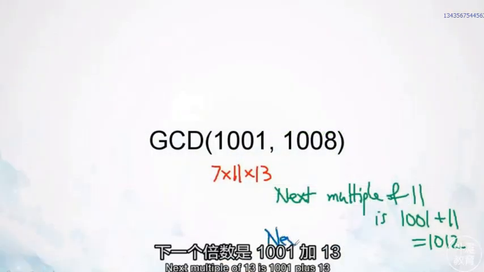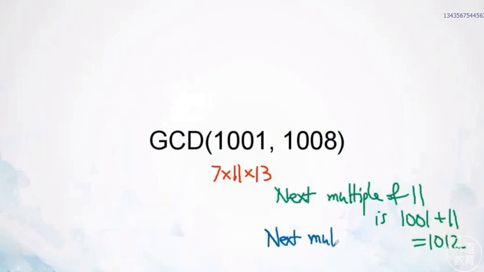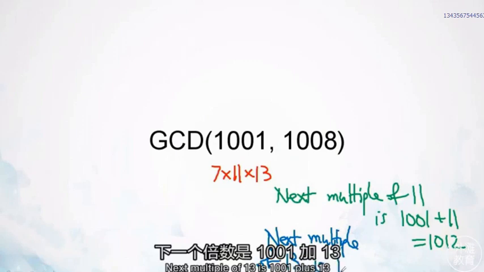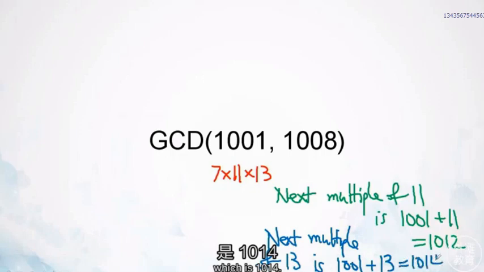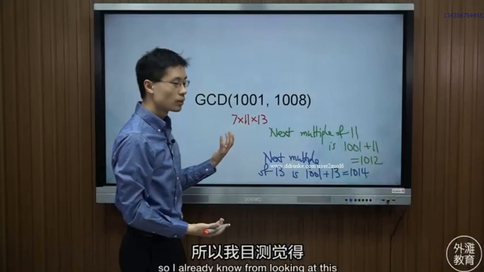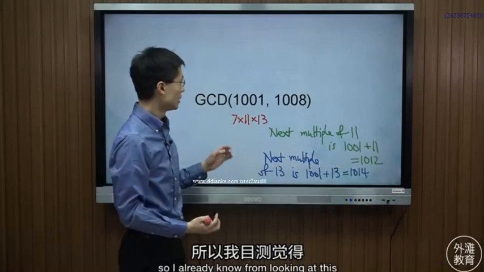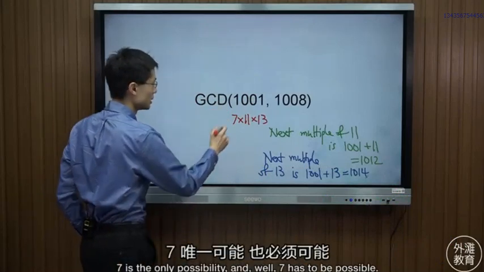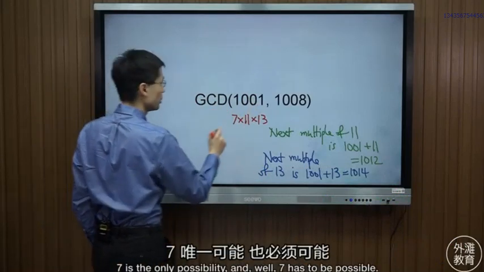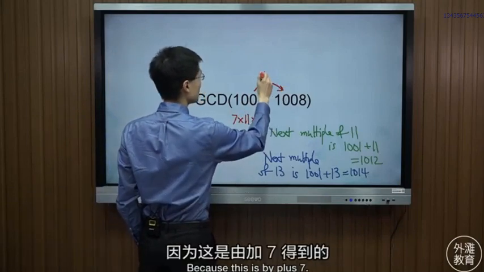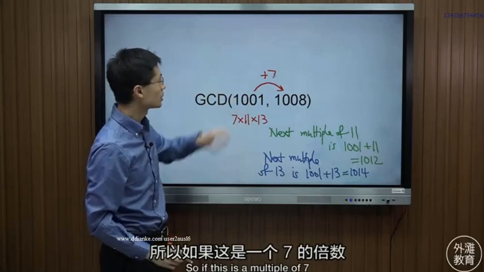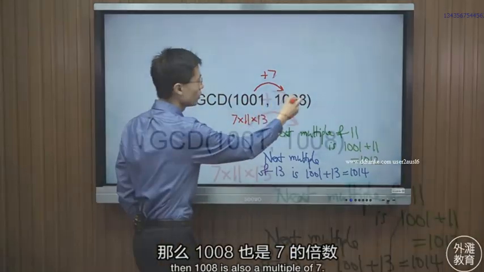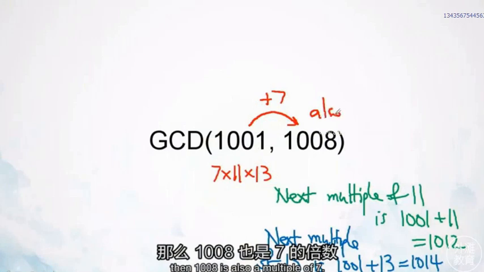Next multiple of 13 is 1001 plus 13, which is 1014, even farther. So I already know from looking at this that 7 is the only possibility. 7 is the only possibility, and well, 7 has to be possible because this is off by 7. So if this was a multiple of 7, then 1008 is also a multiple of 7.